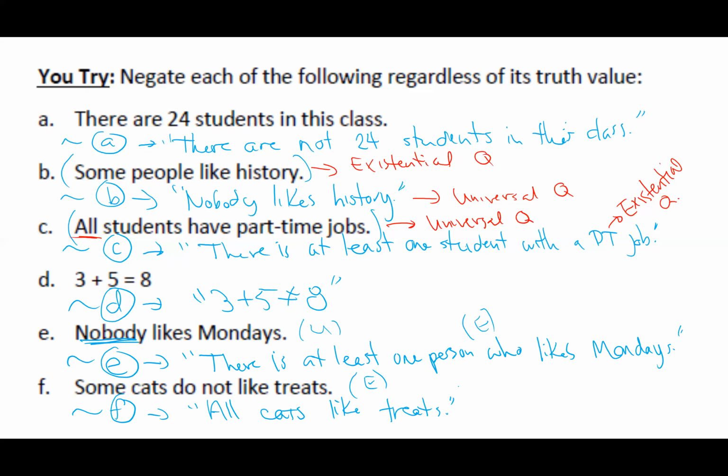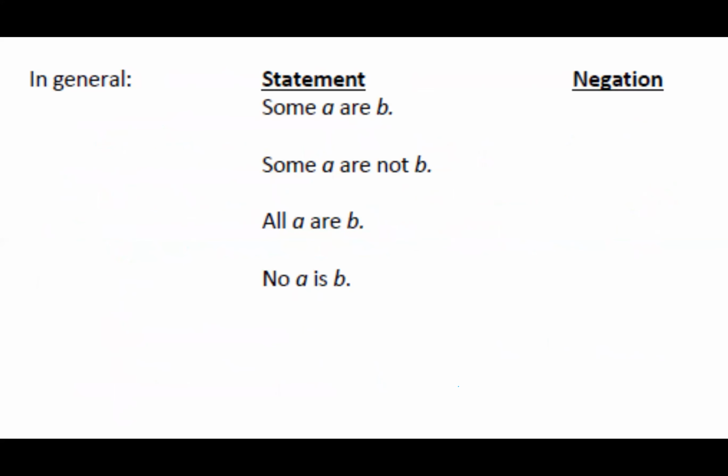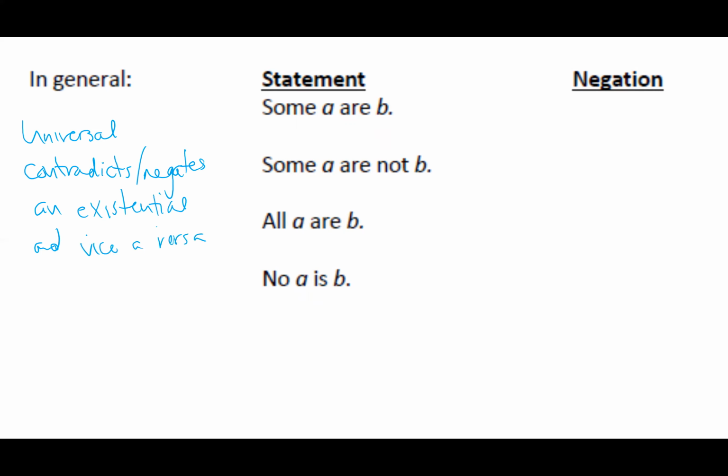Okay. Now, in general, and there's definitely going to be some spaces here that we get to sort of fill in. Universal contradicts/negates an existential and vice versa, meaning that a universal negates an existential, and an existential negates a universal.